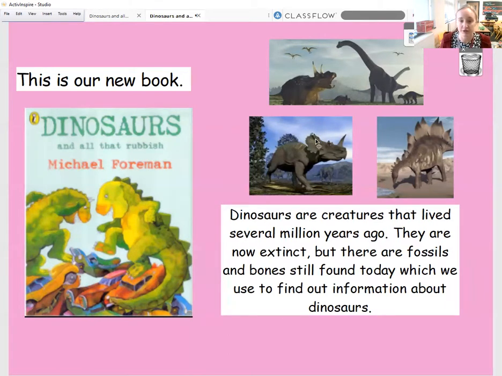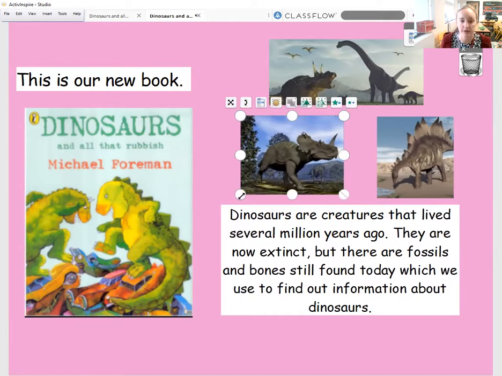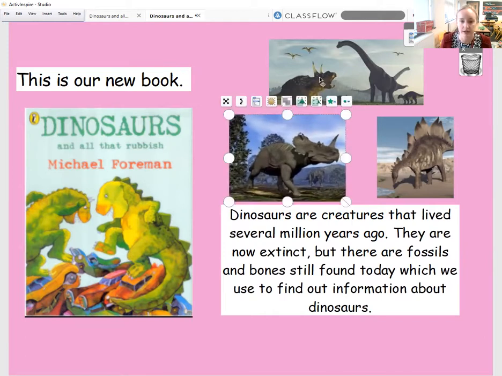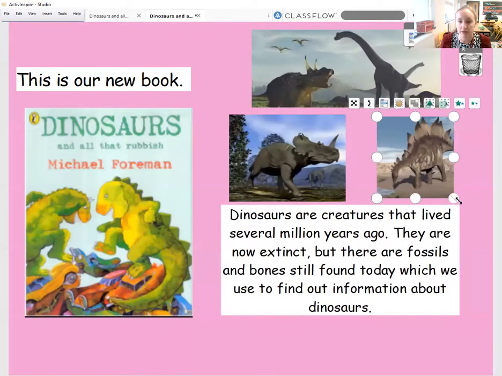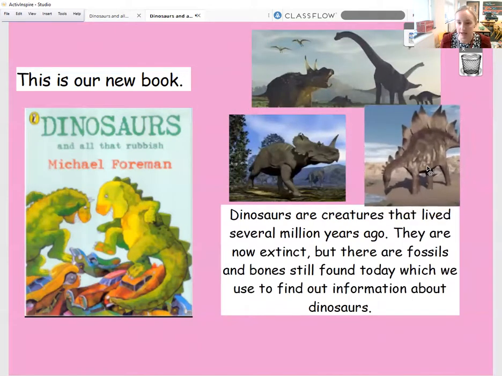So dinosaurs are creatures that lived several million years ago. And some of you might know quite a lot about dinosaurs. Some of you might know lots of their names. Okay, some of you might not know much. But dinosaurs are going to be the characters that are going to be in this story. And I've got some pictures. I'm just trying to make a little bit bigger here so you can see them, of what the dinosaurs might look like. Okay, because there are different types of dinosaurs.